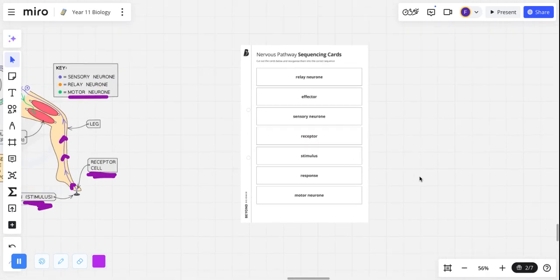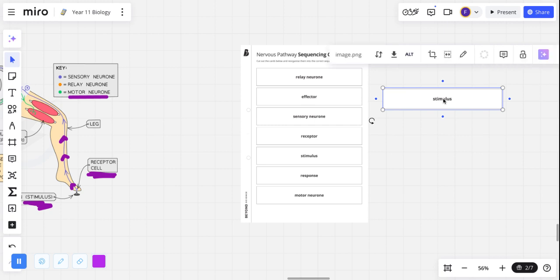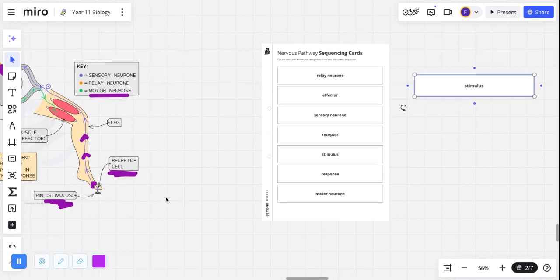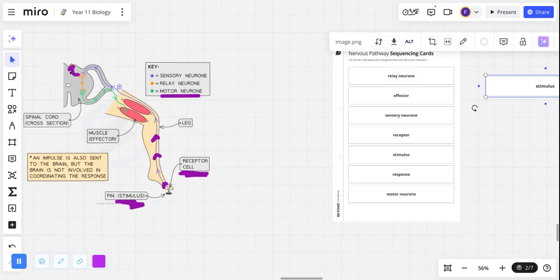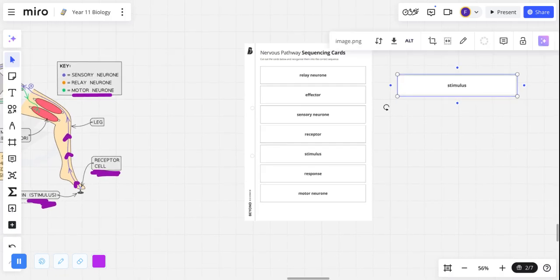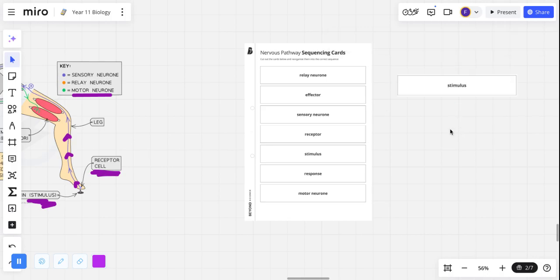So in this card sort game, I'm going to take the word stimulus and just pop it there. So we start with a stimulus. Now, when we look at this, you want to sense the fact that you've stood on a pin. And there is a neuron, a nerve cell that goes up your leg. This is called the sensory neuron because it's sensing that pin. All right, there we go. So you've got stimulus, then you've got a sensory neuron.